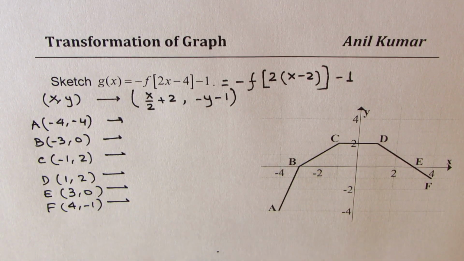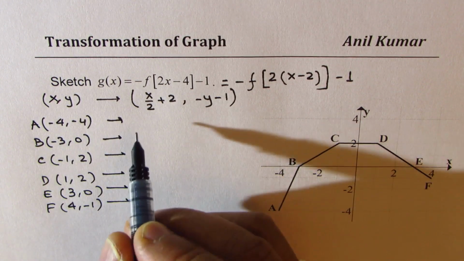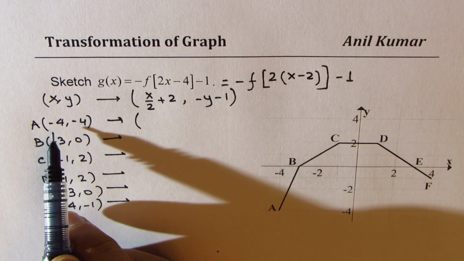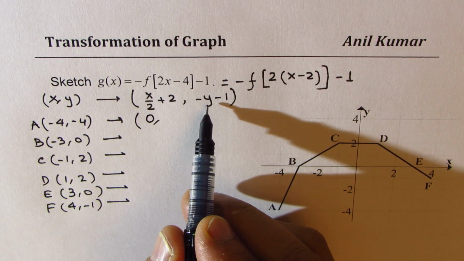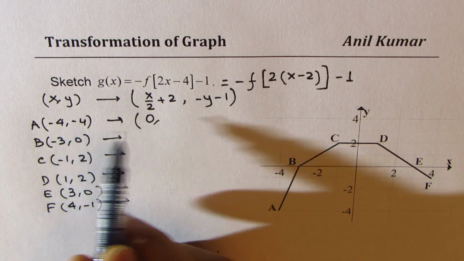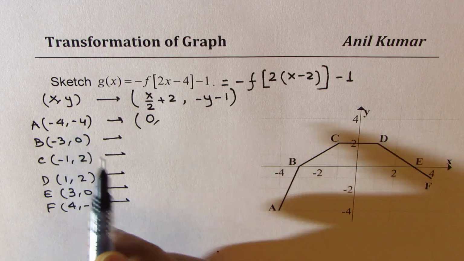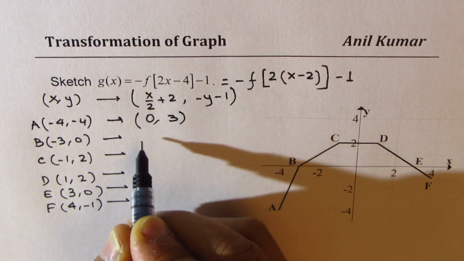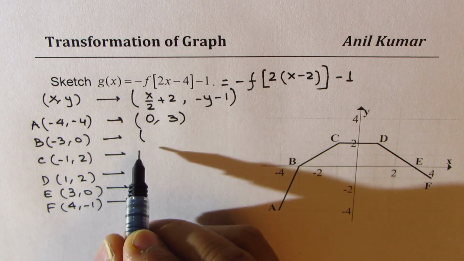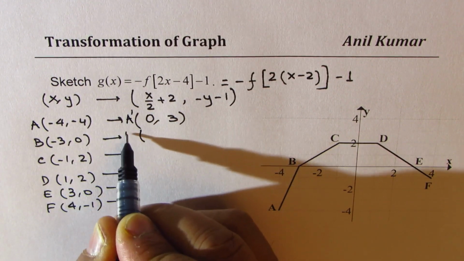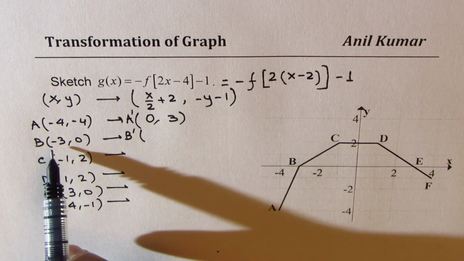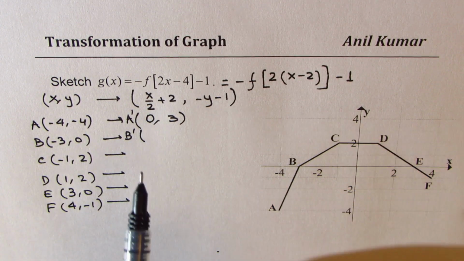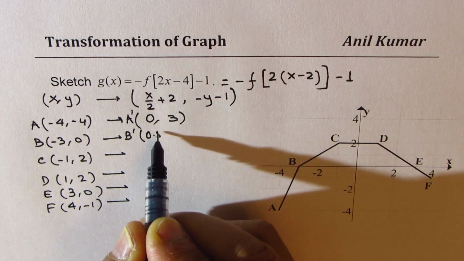Once we get them, we can plot the transform function. So we'll do half of the x values. Minus 4 half is minus 2. When you add 2, you get 0. As far as the y values are concerned, we'll do negative and then minus 1. So 4 minus 1 gives us 3. We'll write A dash for the image of A, B dash for the image of B. Half of minus 3 is minus 1.5. When you add 2, you get 0.5.